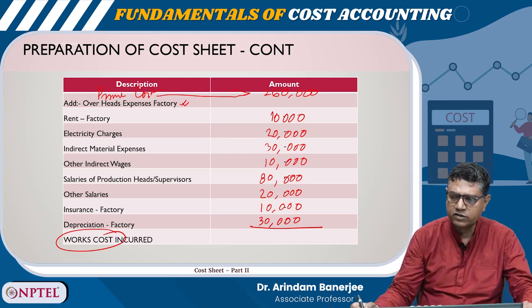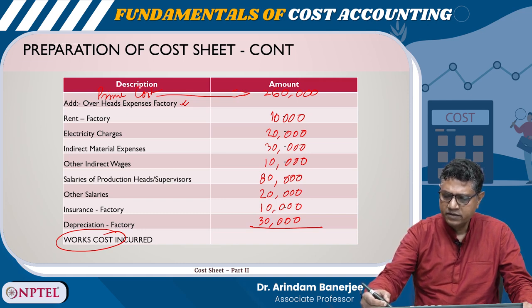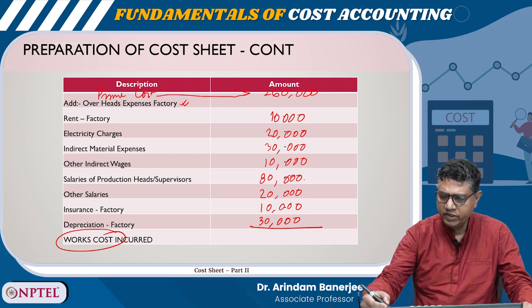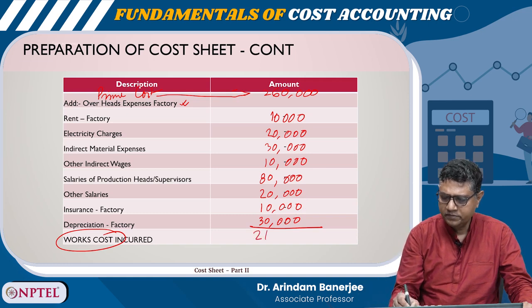Fine, you will get the works cost. So, we can add like this, T, that is 60, 1 lakh 50, it is 2 lakh 10.